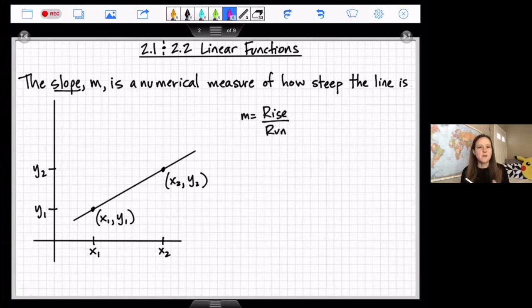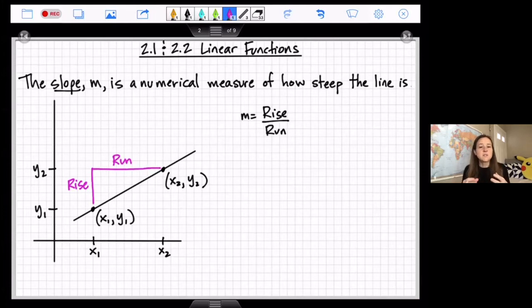So what does that mean? I've got a line graphed here through some generic points, x1, y1, and x2, y2. So the rise and the run are the distances we have to travel to stay on the line, going from one point to the next. So if I'm going from x1, y1 to x2, y2, I would have to go up this amount of distance. This is my rise. And then I'd have to run this amount here just to stay on the line.